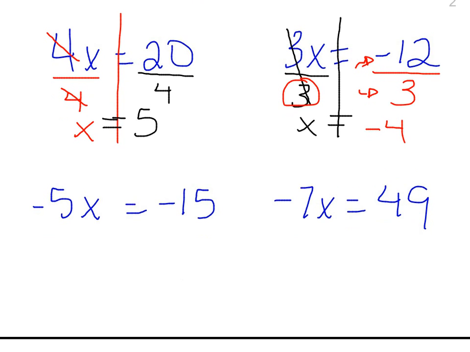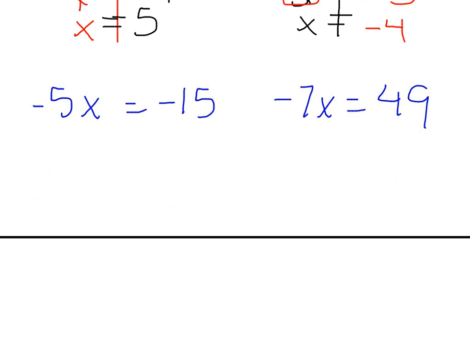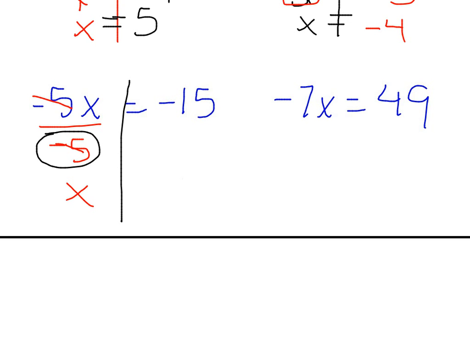Let's look at the next one down here. The negative 5x equals negative 15. So we need to get the x by itself, so we have to divide by negative 5, because negative 5 divided by negative 5 would leave us with a positive single 1x. Oops, I forgot to draw my line. Okay, so if I divided this side by negative 5, I need to divide this side by negative 5. And 15 divided by 5 is 3. The signs are the same, so the answer is positive. So it's x equals positive 3.